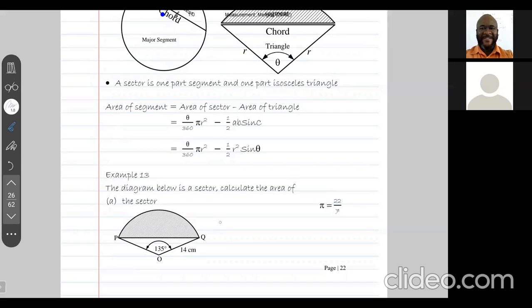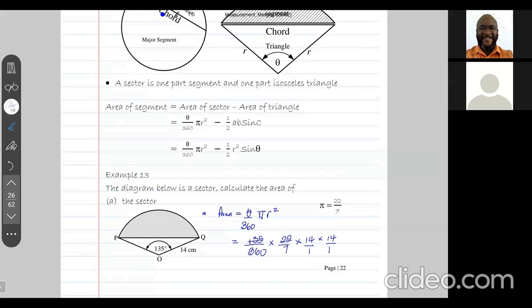Now, the area of a sector, so this is A, would be equal to theta over 360 pi r squared. So this is 135 over 360 times 22 over 7 times the radius, which is 14 times 14. So this gives me the area of the entire sector. The entire sector is the shaded segment plus the triangle.